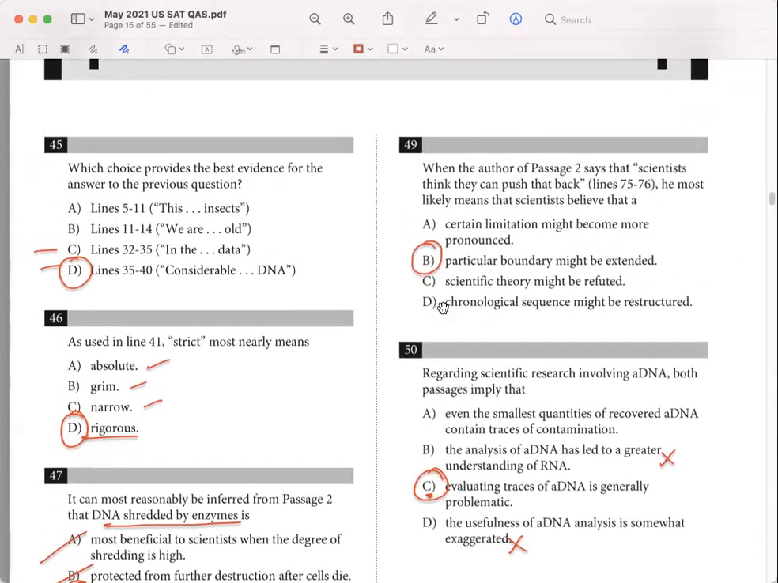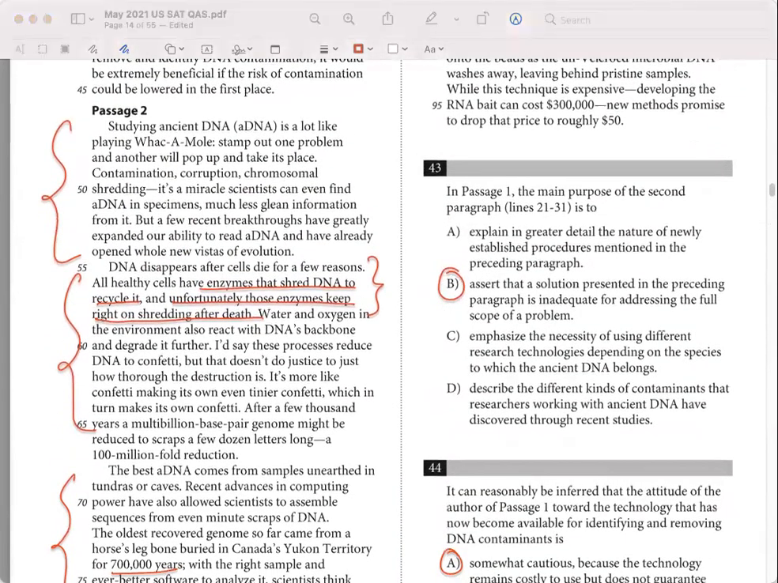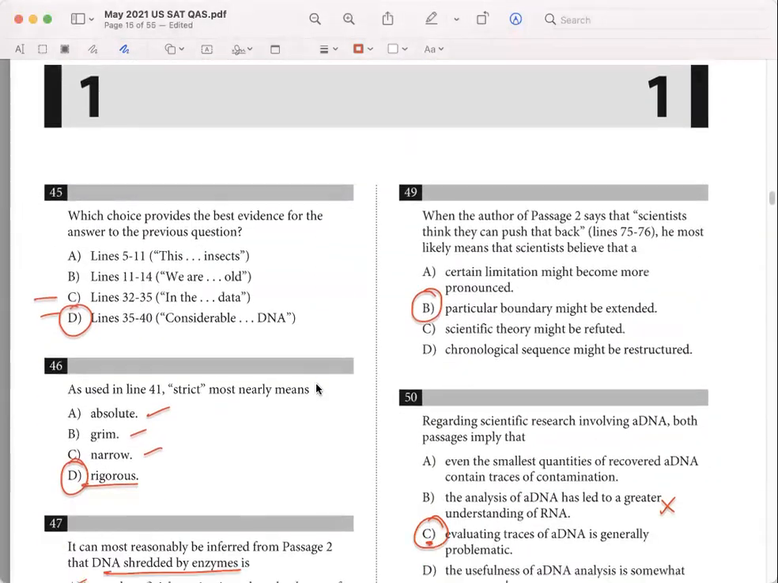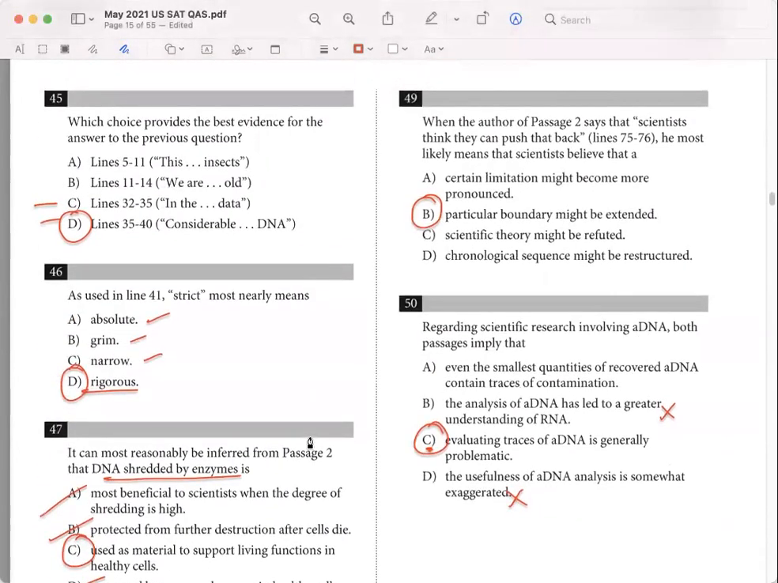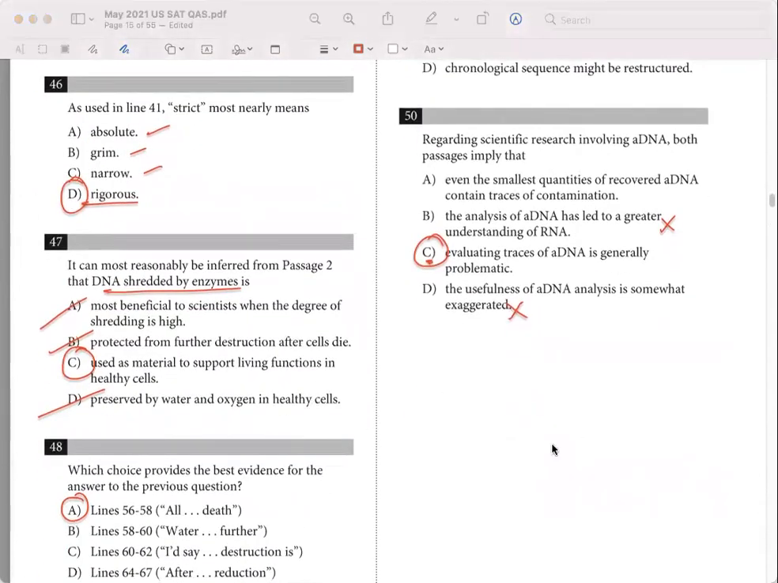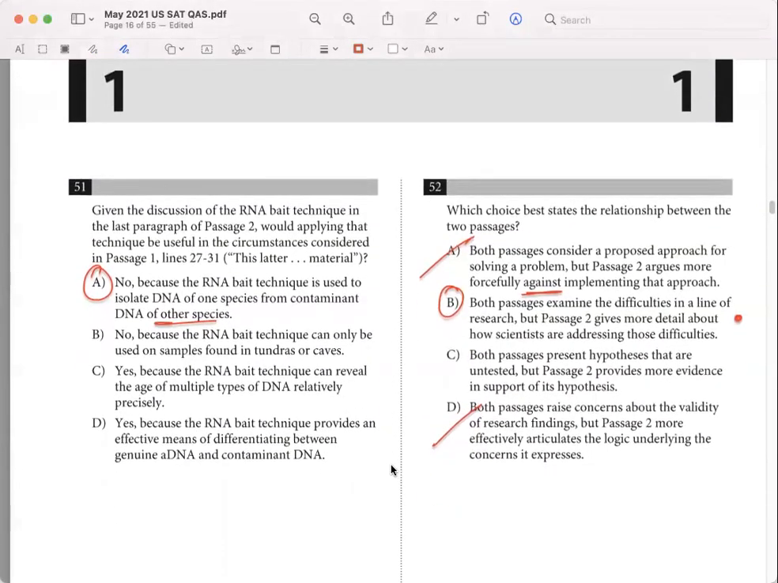Okay, so let's grade the answers from 43. BADD, 47, CABC, and AB. Okay, so we got all correct.